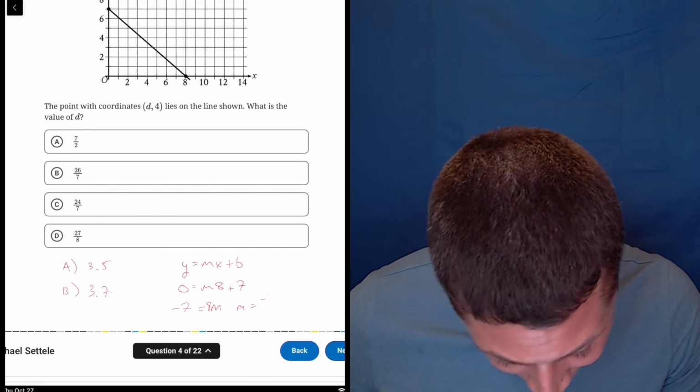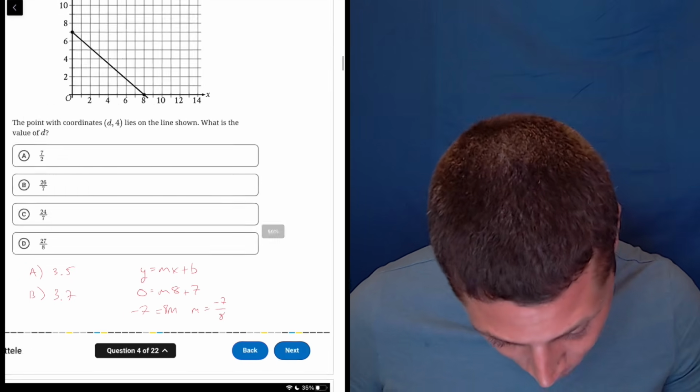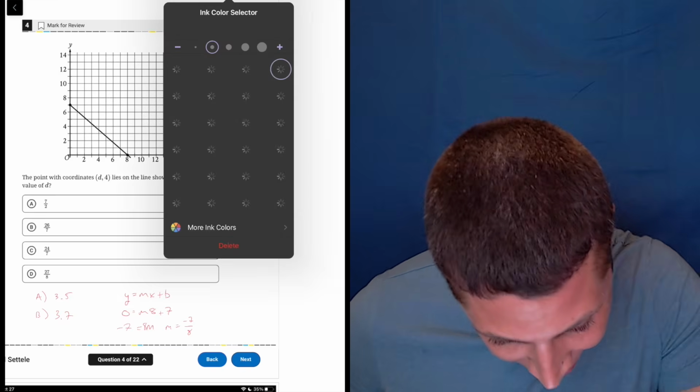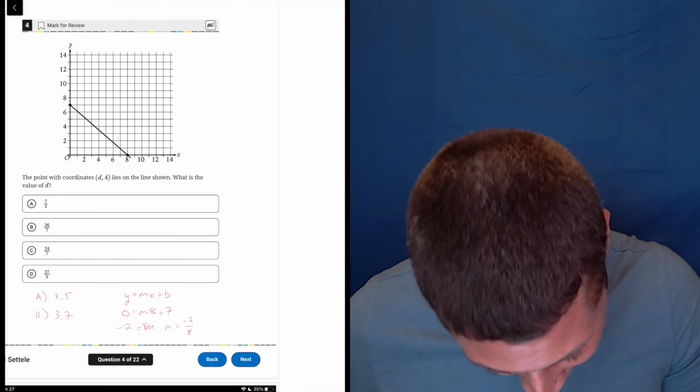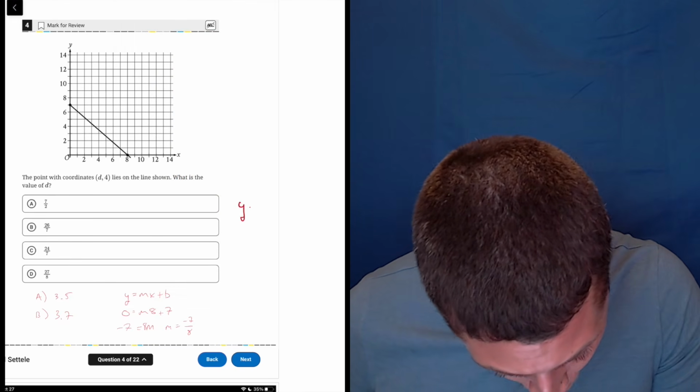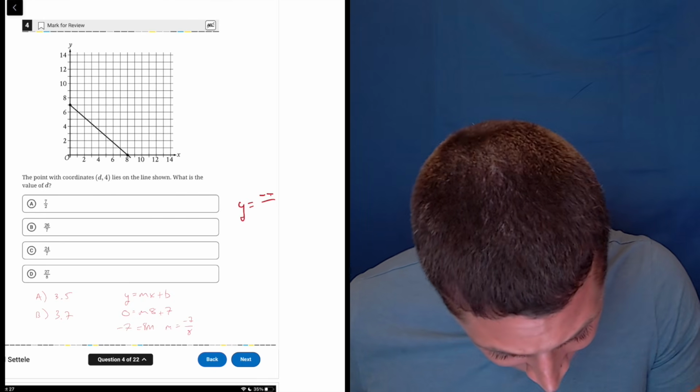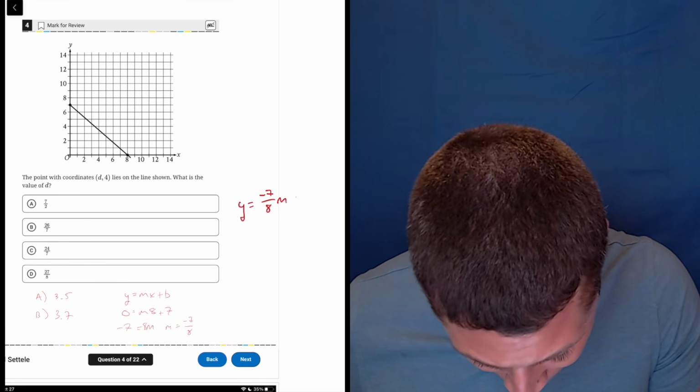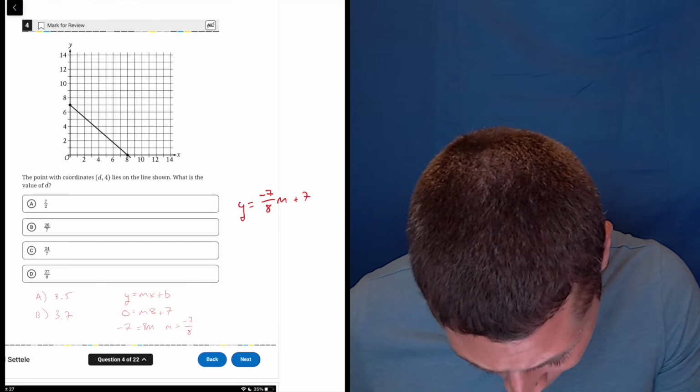So m is equal to negative 7/8. So now I have y equals mx plus b. I'm going to have to do this in an annoying way. Let's make this nice and thick. So y equals negative 7/8 m plus 7. And we're looking for 4 is y.